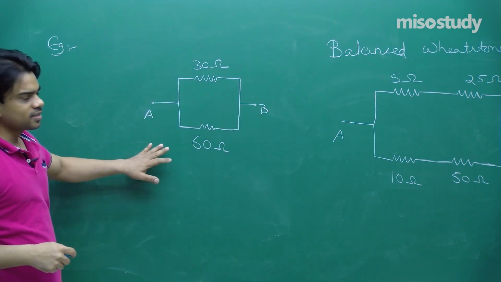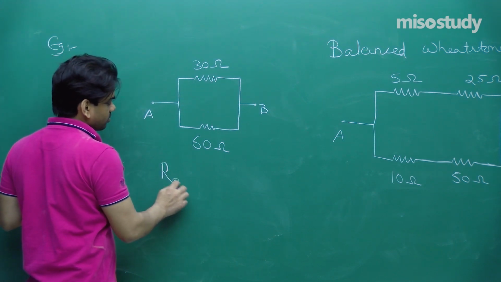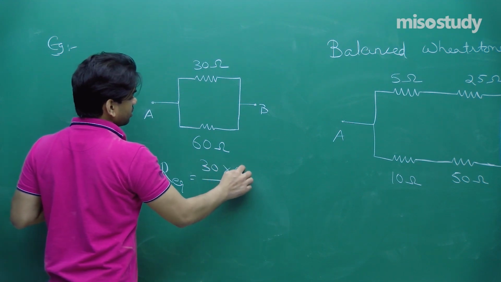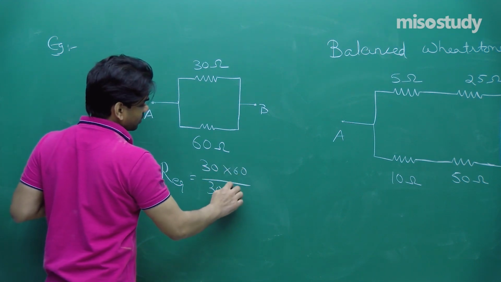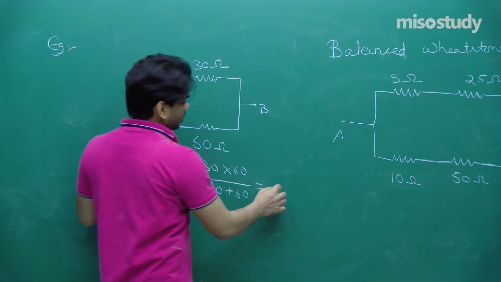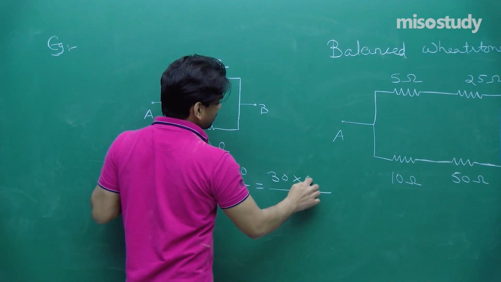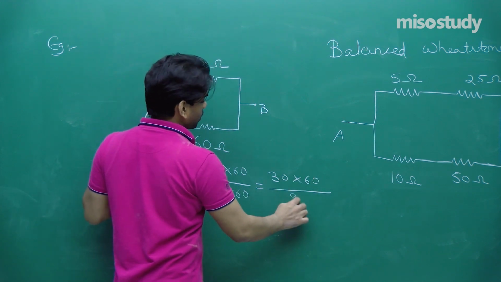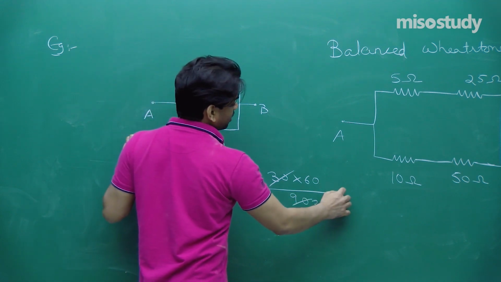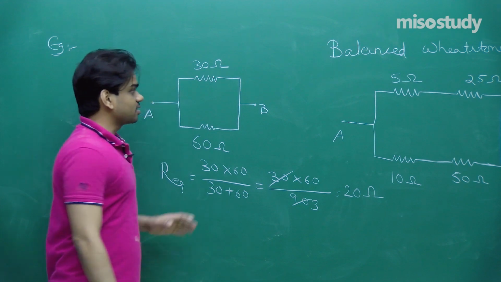So the parallel combination you can easily evaluate. The resistance will come out to be, take their product, 30 into 60, divided by their sum, 30 plus 60. This is what I have told you for 2 resistors. Now if I simplify this, 30 into 60, and 30 plus 60 will give you 90. Now see, 3 times, it will cancel, and 60 by 3 you will get 20 ohms. So 20 ohm is the resistance of this combination.